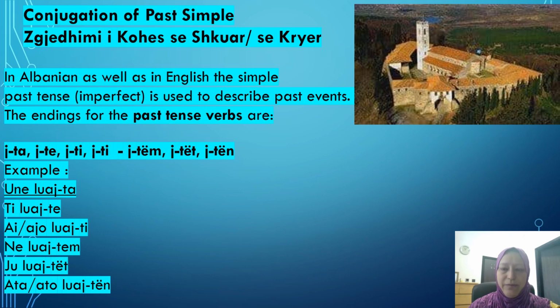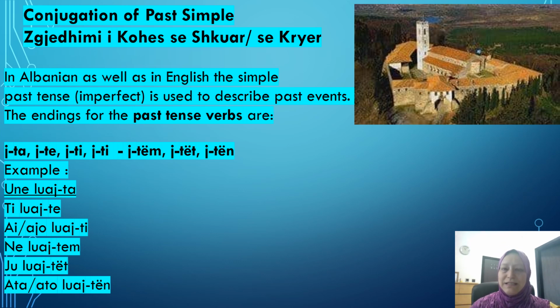Conjugation is zgjedhimi, past simple, kohës së shkuar. So, shkuar means finished, basically. It refers to something that is finished in the past, just like in the English language. And you can say së shkuar, or së kryer. Së here stands for of, basically. So it's shkuar or kryer. Zgjedhimi i kohës së shkuar, or zgjedhimi i kohës së kryer.